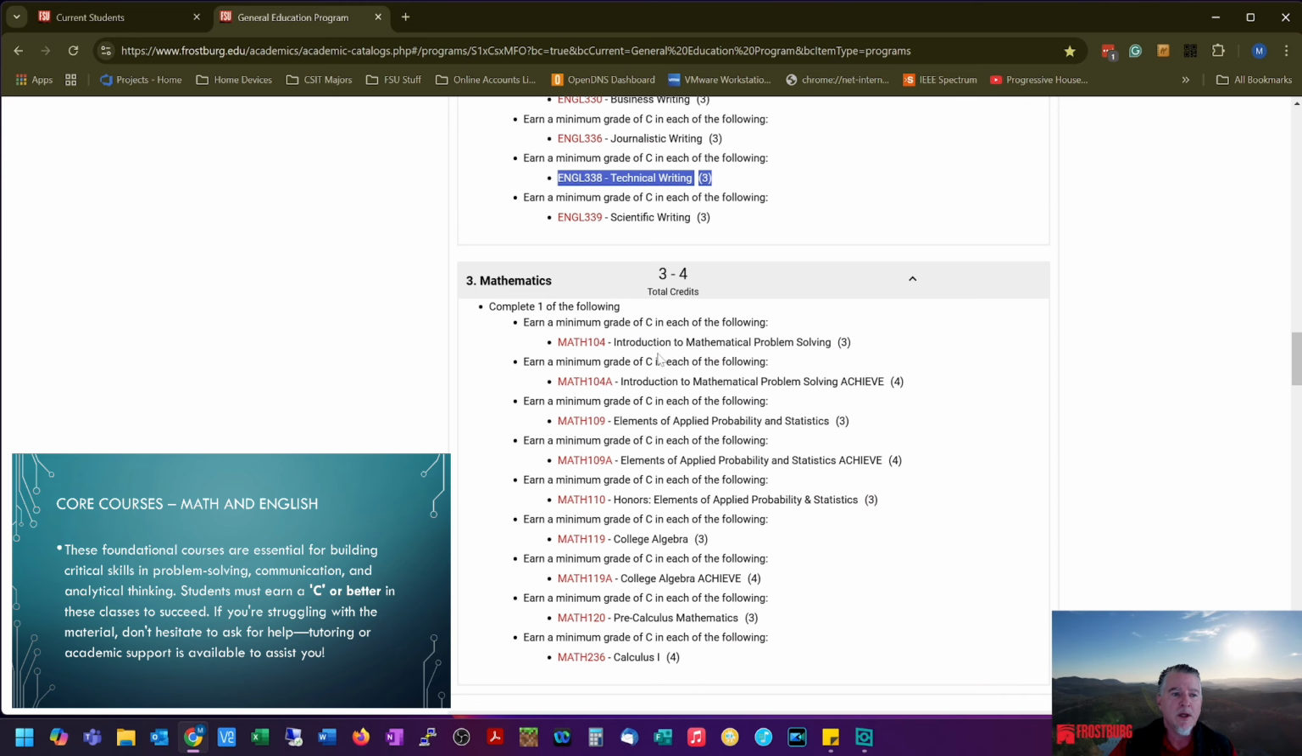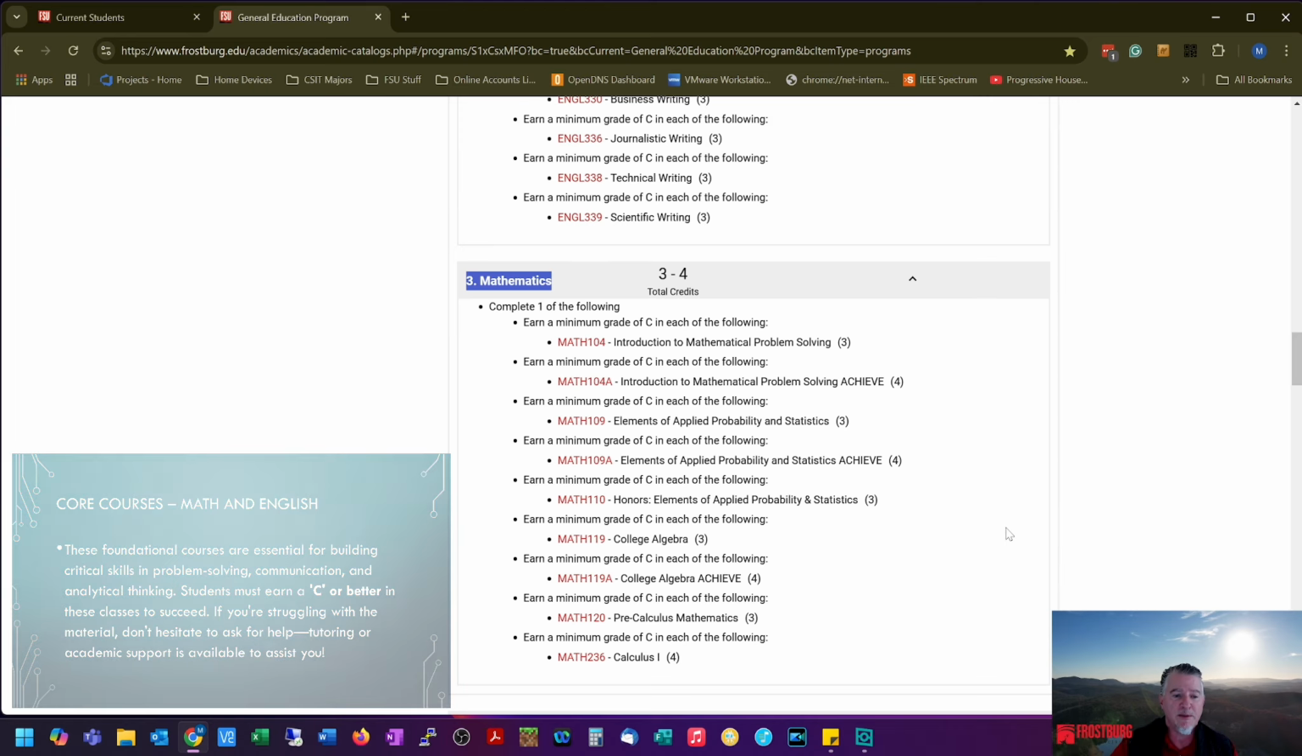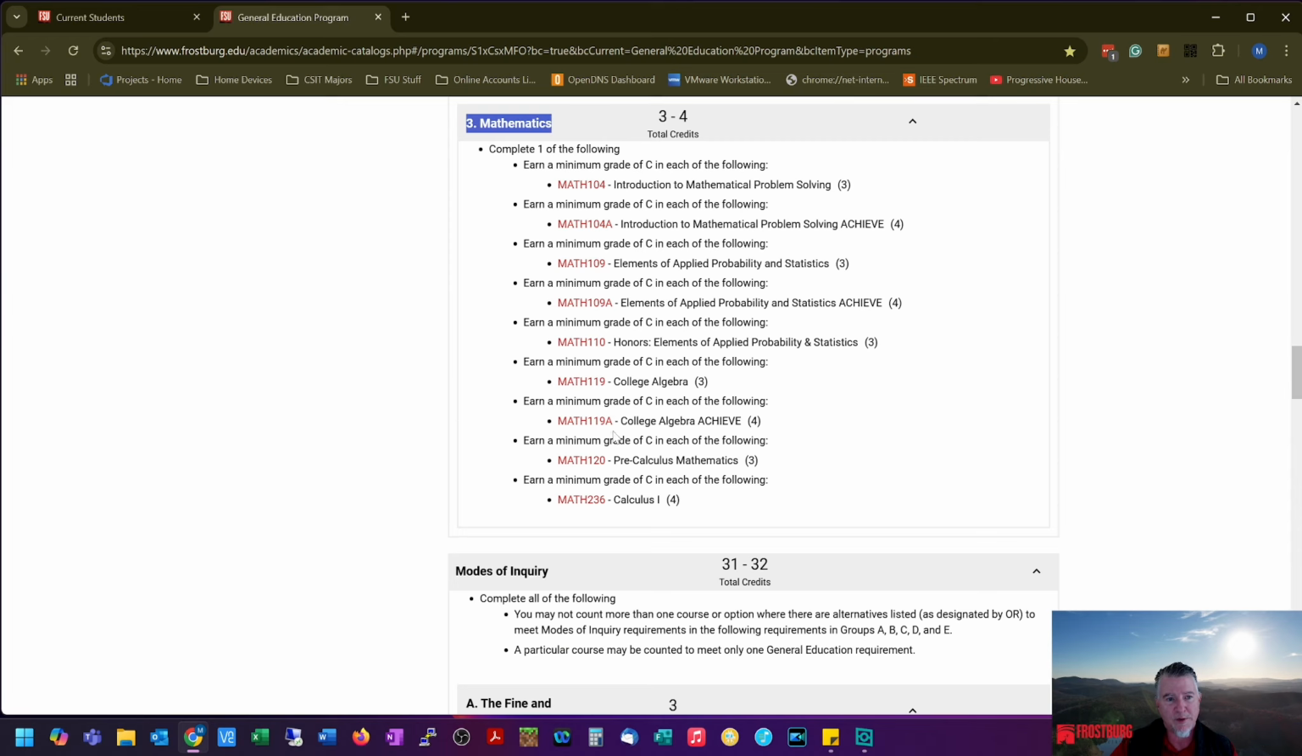Then you also have to have a minimum math. Every single student graduating from Frostburg State University must have a minimum math achieved to be able to graduate from Frostburg. And here's your different listing.